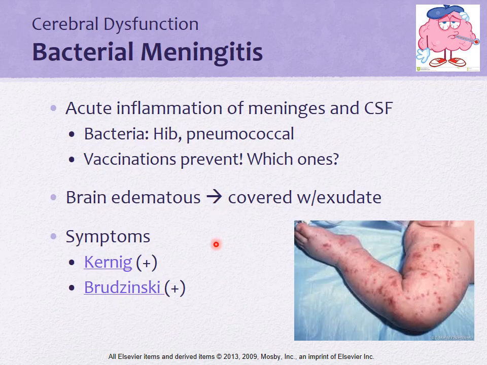Okay, so bacterial meningitis is the acute inflammation of the meninges and the cerebral spinal fluid. As far as the bacteria that causes this, the Hib bacteria or pneumococcal bacteria will be the culprit of the bacterial meningitis. So vaccinations prevent this. So which ones do you think prevent this? The ones that prevent from that bacteria.